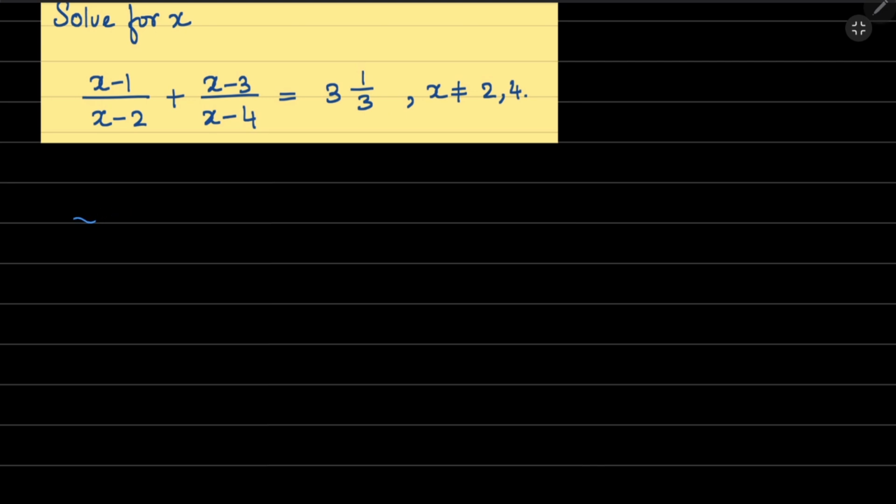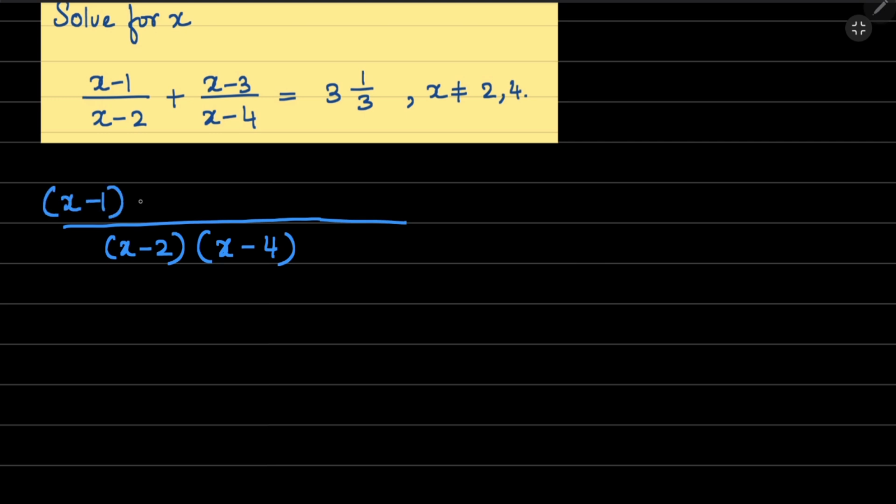So in the LHS, let's take the LCM. What is the LCM? It is the product of x minus 2 multiplied by x minus 4. So the first term in the numerator would be x minus 1 multiplied by x minus 4. You have a plus sign, x minus 3 multiplied by x minus 2, is equal to, this is a mixed fraction, so 3 3s are 9, 9 plus 1 is 10 by 3.